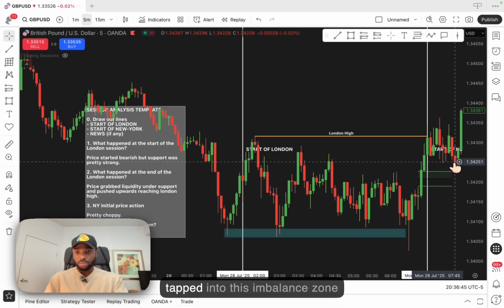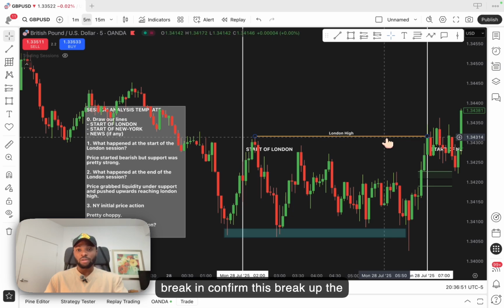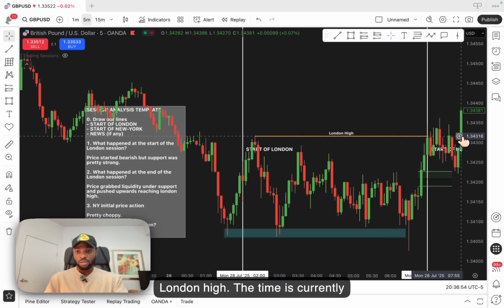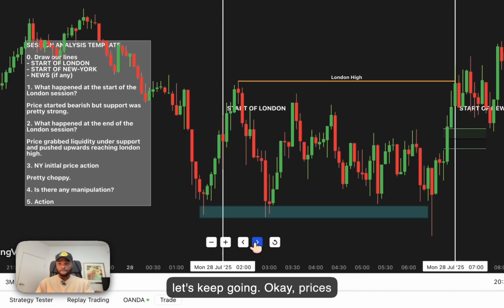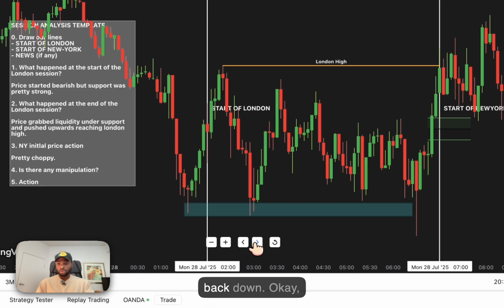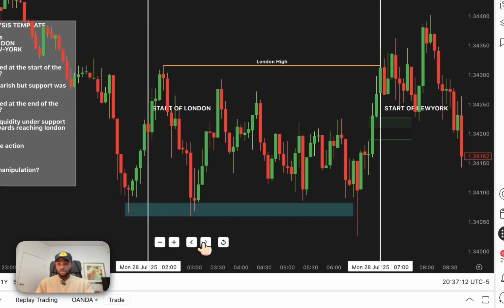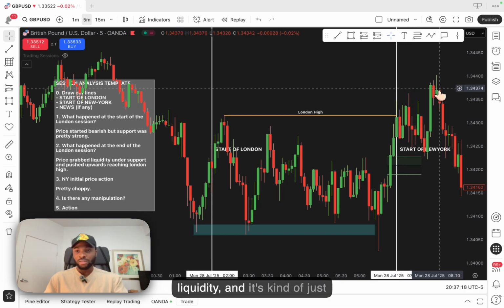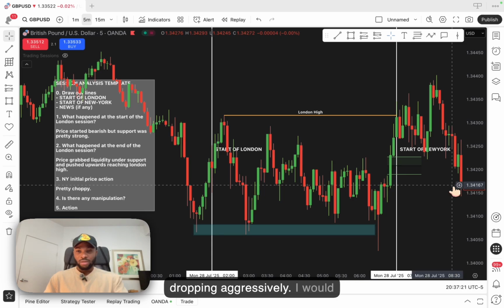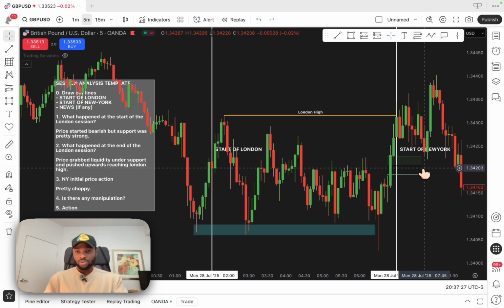Yeah, so price came, tapped into this imbalance zone here and pushed upwards. Now breaking, confirming this break of the London high. The time is currently 8 o'clock. Okay, let's keep going. Okay, price is dropping back down. Okay, now price took out this London high liquidity and it's kind of just dropping aggressively. I would wait, no entry yet. No entry yet.